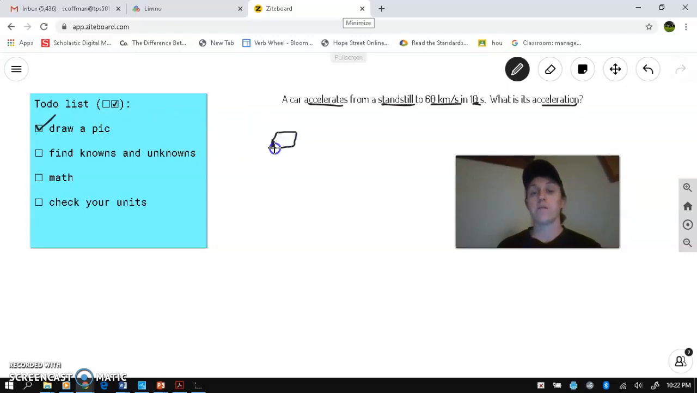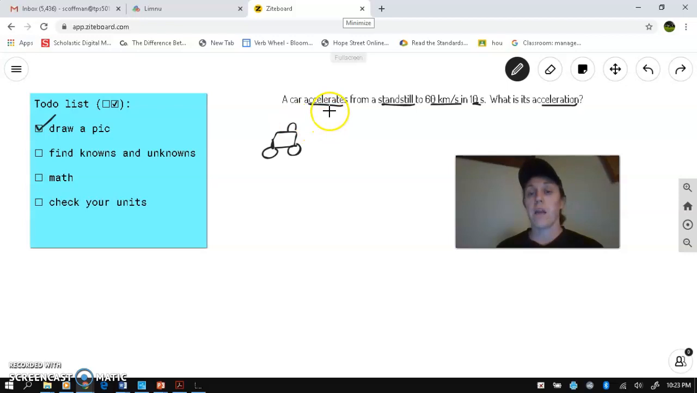And here's my beautiful car. You do not need to be Van Gogh. You do not need to be Picasso. You do not need to be Monet or David. Okay? That's a very beautiful car. I'm very happy for it.